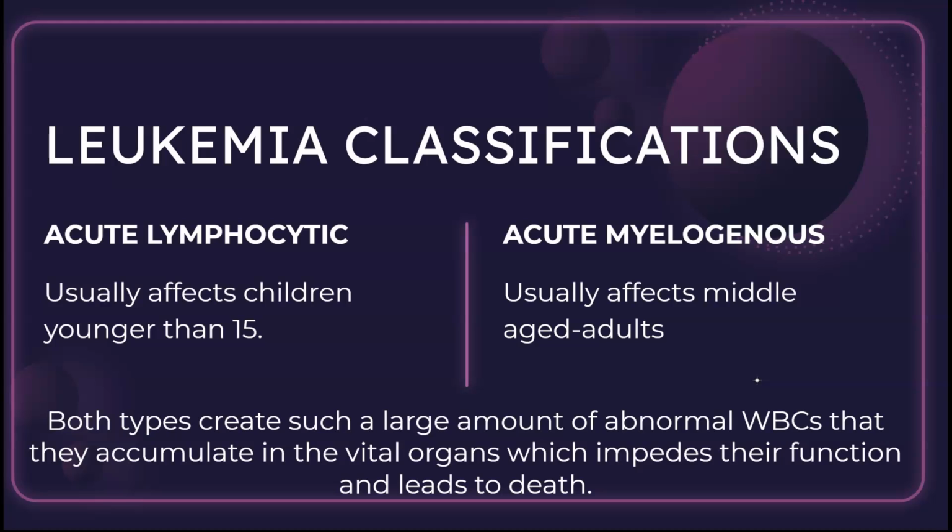So there's a number of different classifications for leukemia. You have the acute lymphocytic and then acute myelogenous. Acute lymphocytic is usually for children. The other one is usually for middle-aged adults. Leukemia is one of those cancers that you do see more in children, unfortunately. There's such a large amount of white blood cells that they start to accumulate in all sorts of the end vital organs, and that's what kills you more than anything else, is that there are so many white blood cells that it starts to shut the organs down.